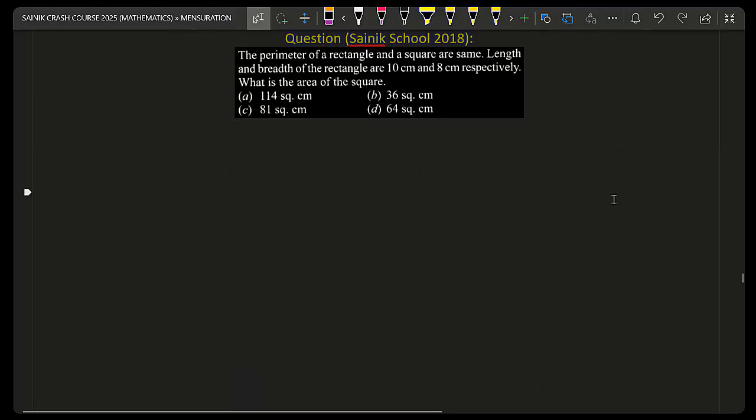Next, the 2018 exam question. The perimeter of a rectangle and a square are the same. The length and breadth of the rectangle are given as 10 and 8 respectively. Then what is the area of the square? Simple question. Who is going to answer?